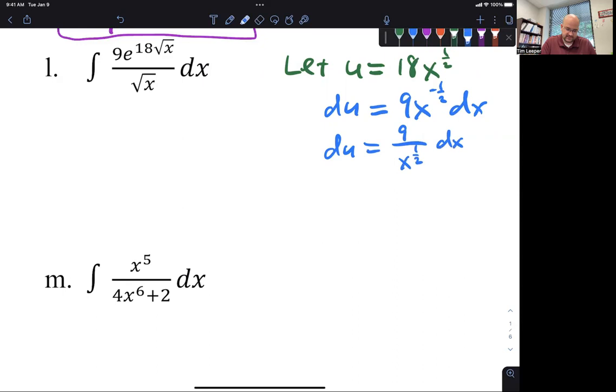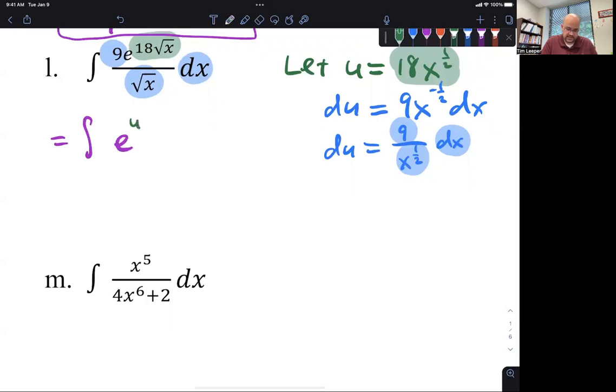So notice that the 9 and the square root of x there is this 9 and this x to the 1/2 power here, and the dx is dx. Also notice that the 18 square root of x is 18x to the 1/2 power, and that's just u. And I've actually accounted for everything over here. So now this is going to become the integral of just e to the u power, and instead of 9 over the square root of x dx, that is just du.